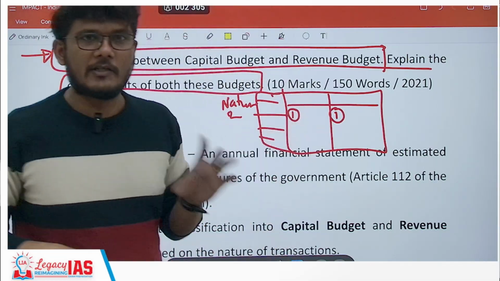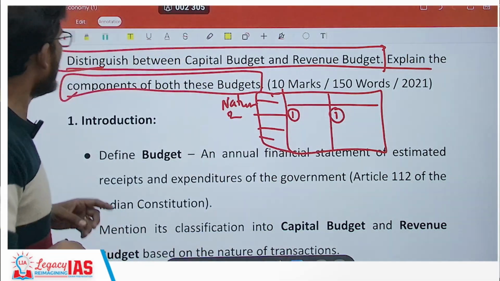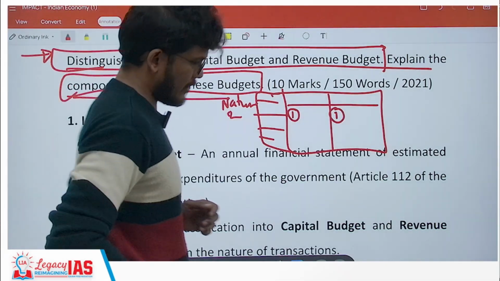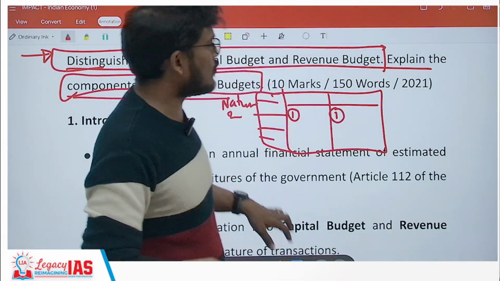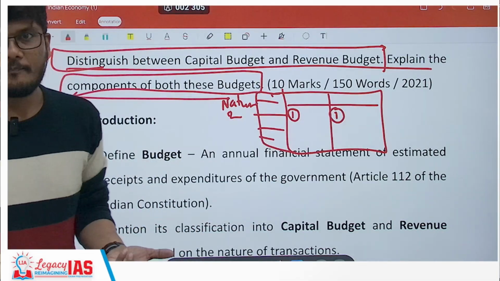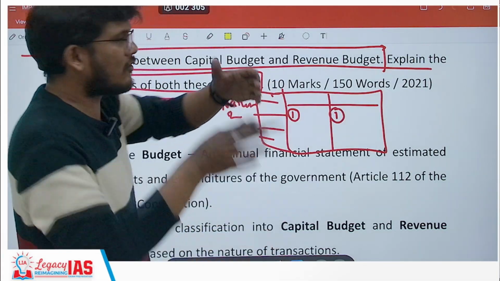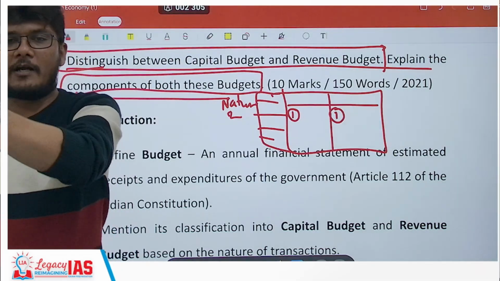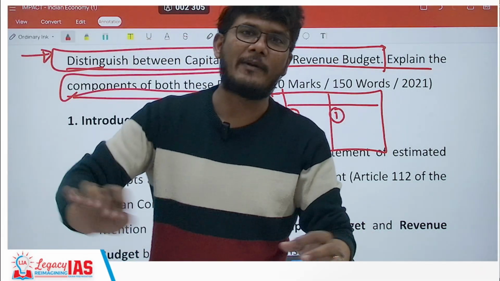The table is going to help you get better marks. And then you have the components of these budgets. So in the components of this budget, you can draw a tree diagram as well. So you have the revenue budget. In this, what are the components? And then you have capital budget, what are the components? And then you can explain in points.